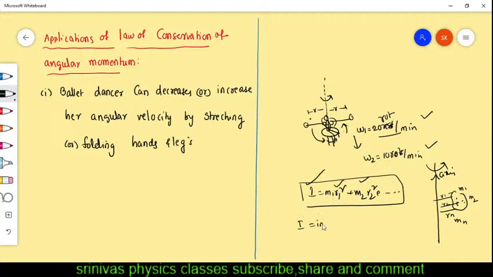And when the moment of inertia increases, according to the law of conservation of angular momentum, angular momentum should be constant when the net external torque is zero. Angular momentum constant means I omega is constant, which means omega is inversely proportional to I. So when the person sitting on the rotating chair stretches his hands, the moment of inertia increases, and automatically the angular velocity decreases. Have you understood this? Write in the chat box if you understood.